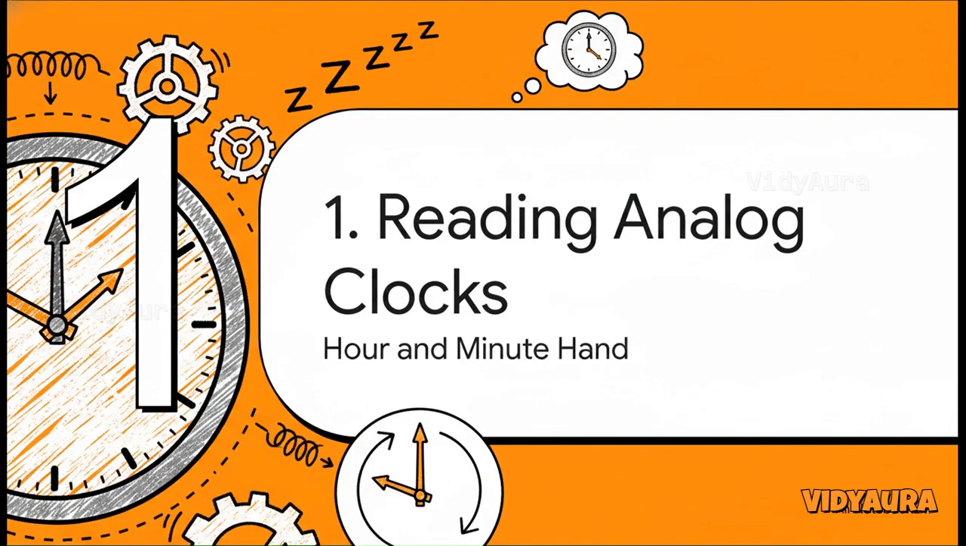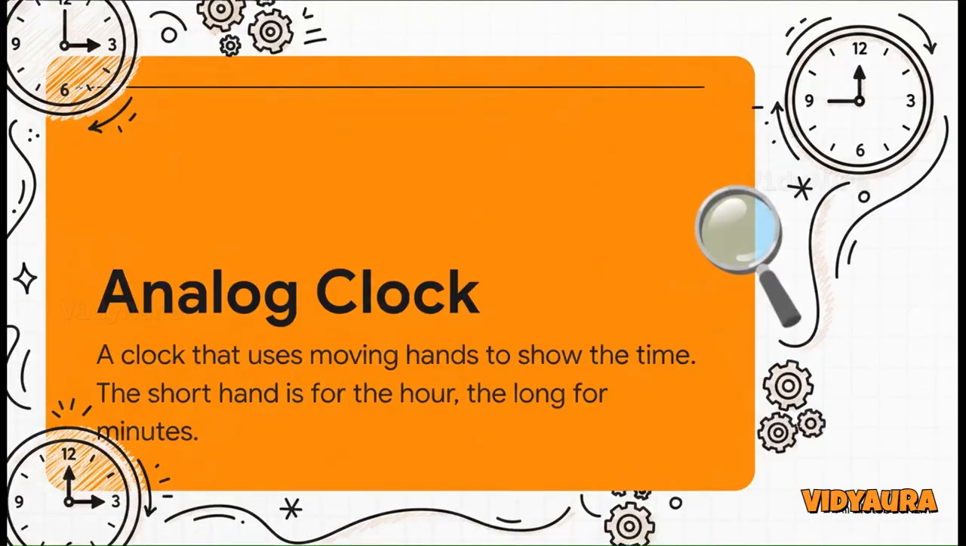Okay, first up, reading those classic analog clocks. You know, the ones with the moving hands. Let's make sure you can read one perfectly every single time. So an analog clock has two main players we need to watch. You've got the short hand, that's your hour hand, and then there's the long hand, which tells you the minutes. Simple enough, right? Short for hour, long for minute, that's the first thing you've got to lock in.